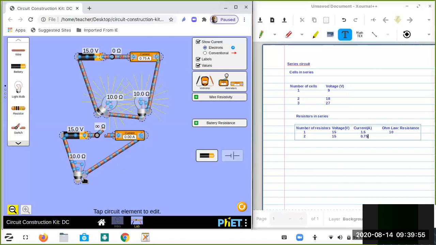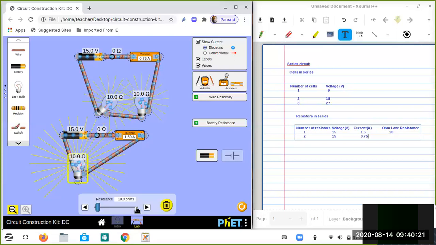Now, what is going to happen here is if we connect this, we are going to come up with the first one, whereby we are having one resistor. So we are going to adjust the resistance of this bulb in such a way that we come up with 15 volts here and 0.75 here. Then we'll take note of the resistance here. So let's do that and check.